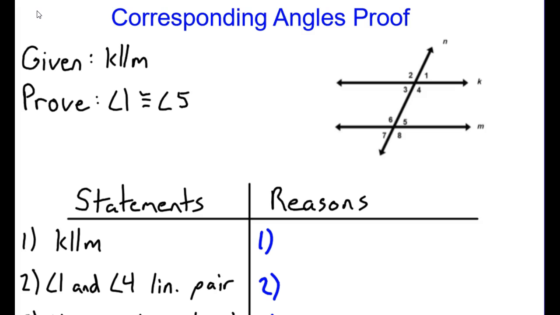Okay. So our given information in this case is K is parallel to M. K refers to line K, M refers to line M. These two vertical lines side by side imply they're parallel to each other. What we're trying to prove is that angle 1 is congruent to angle 5. If we look over here, angle 1 and angle 5 are corresponding angles. They're in a similar position.